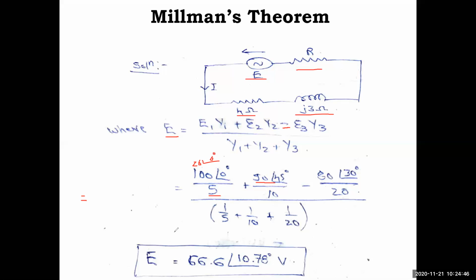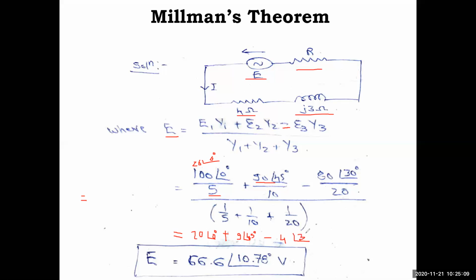Here, if you want, you write it better. First time you are doing, no, do it. So 20 at an angle 0 degree, then what you have, 90 by 10, that means 9 at an angle 45 degree, minus 80 by 20, nothing but 4 at an angle 30 degree.